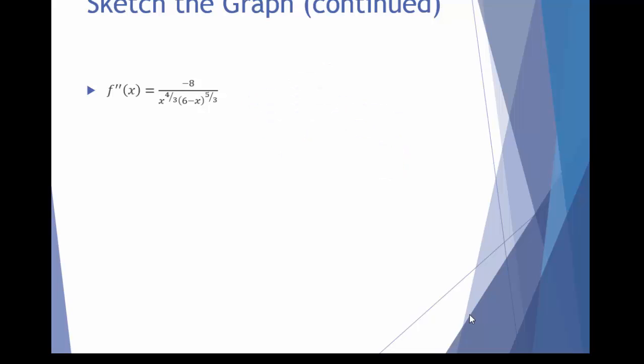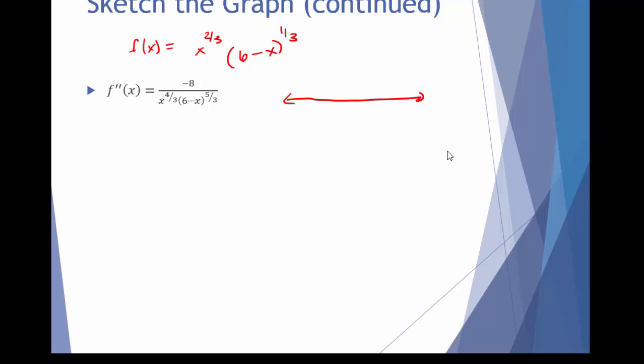But for now, take my word for it, the second derivative is -8 divided by 4, x to the 4/3 times 6 minus x to the 5/3. And I'm going to rewrite the original function here because I don't want to have to keep going back and forth between that and 2 slides ago. So the original function was x to the 2/3, 6 minus x to the 1/3. Okay? So once we already have the second derivative, we just need to examine where it is going to be positive and where it is going to be negative. And that's going to inform us for the concavity of our original curve.